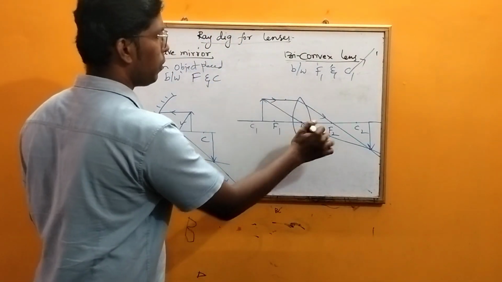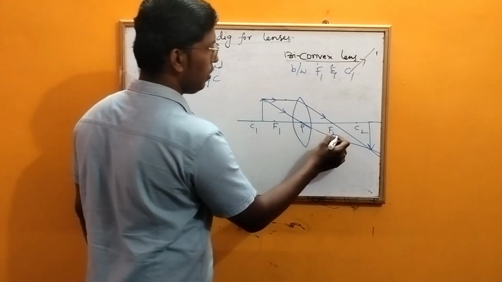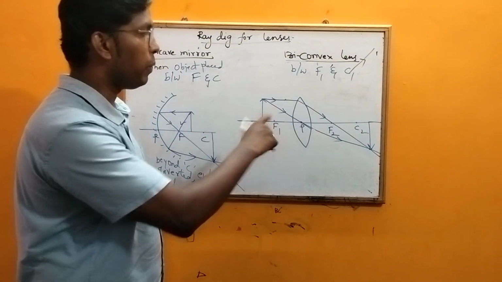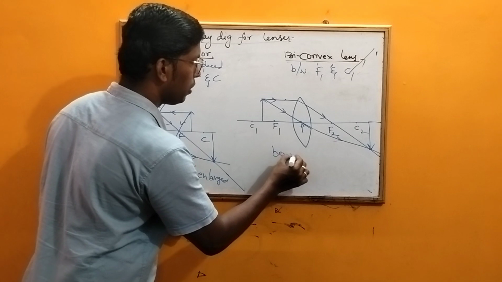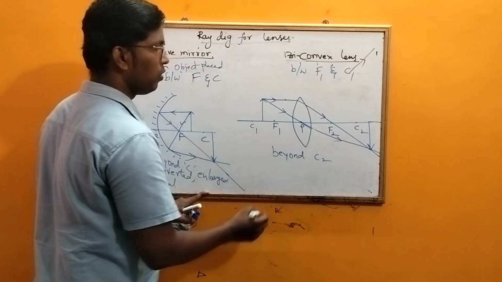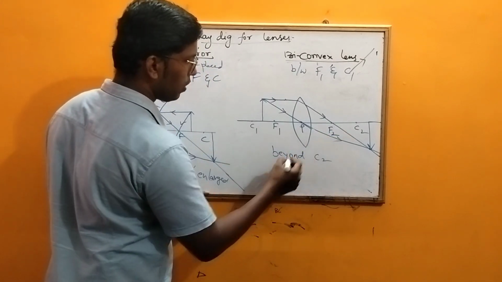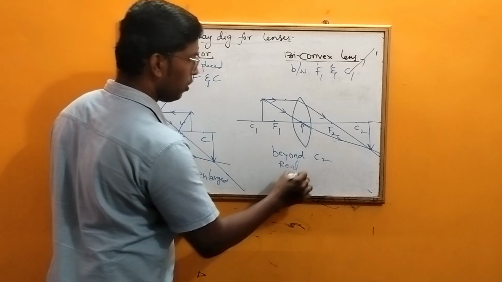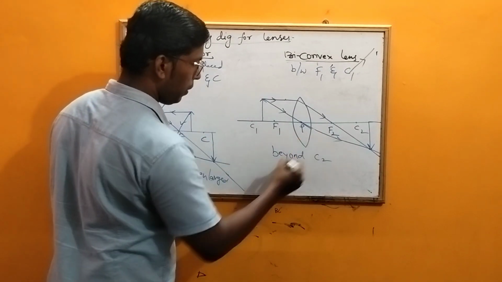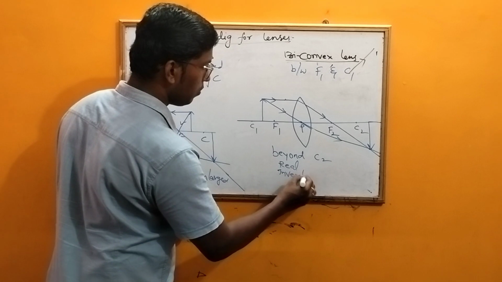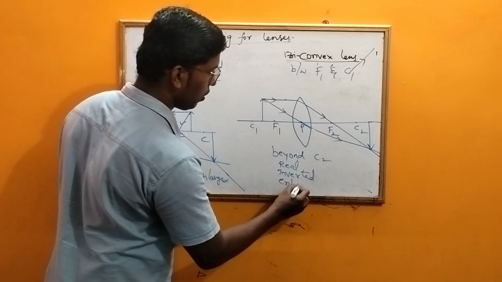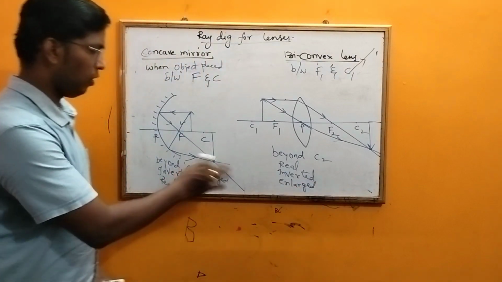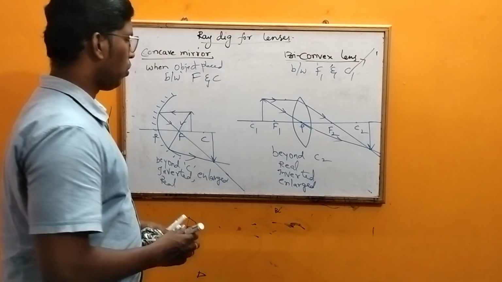If you scale properly when you draw, you will get the lines meeting beyond C. Same here, beyond C2. And is the image real or virtual? It is a real image, and the image is inverted, and it is bigger in size, so we call it enlarged. Compare both, concave mirror and convex lens, the same.